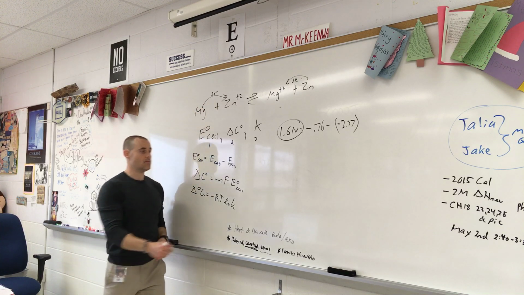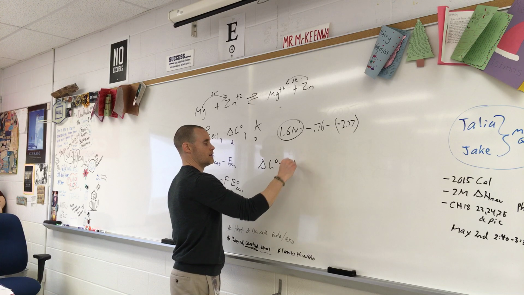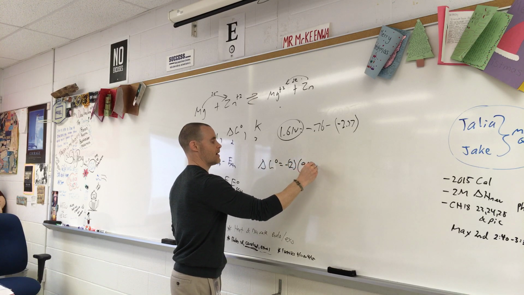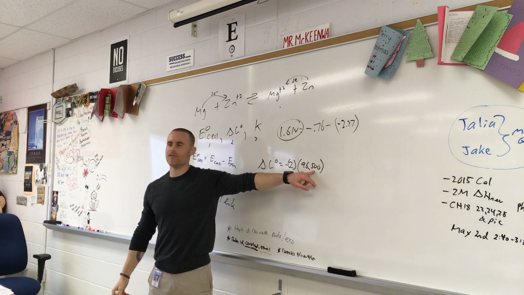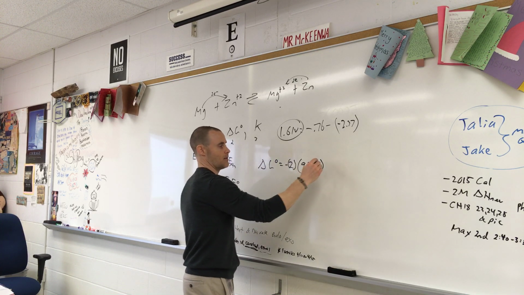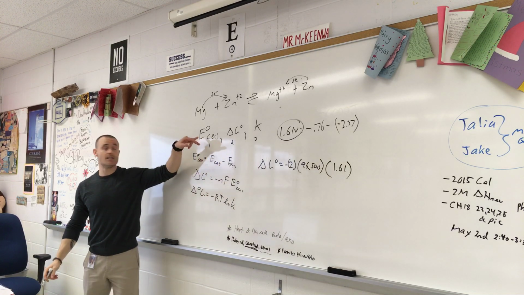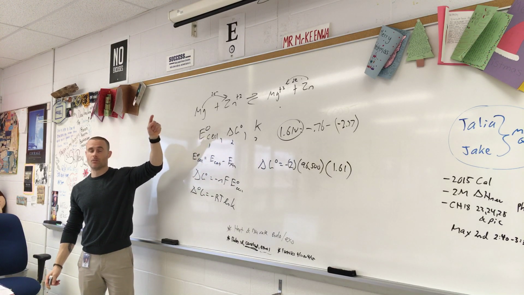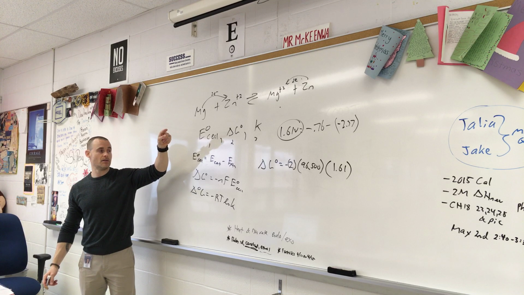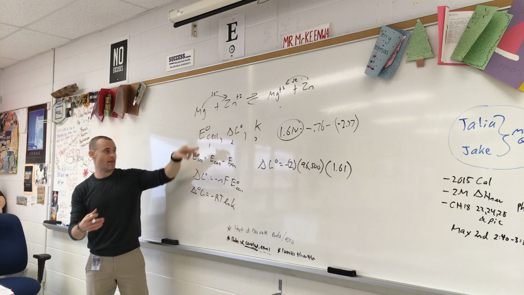So my delta G would be negative 2 times 96,500. And what is it on your sheet? 485? 485? Yeah. I'm not worried about that too much. Remember, E cell is positive if it's thermodynamically favorable. So a battery, a voltaic galvanic cell set up correctly, that should be positive.